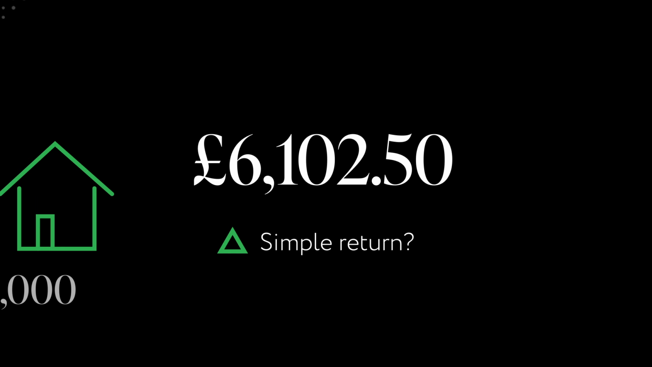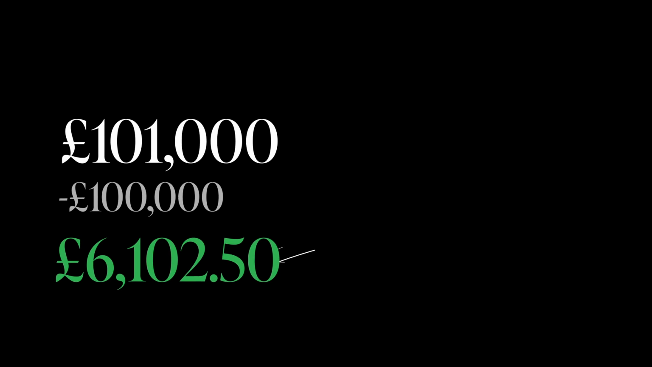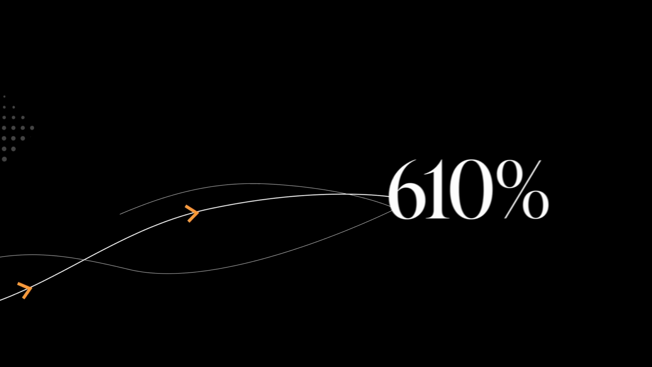If you recall, simple return effectively expresses what she's put in and what she has at the end. Now, Layla has contributed a total of £101,000, but she's also withdrawn £100,000. So on balance, her contributions are £1,000. However, she's got more than £6,000 left in her account, which means that according to the simple return, her return for the period is 610%.